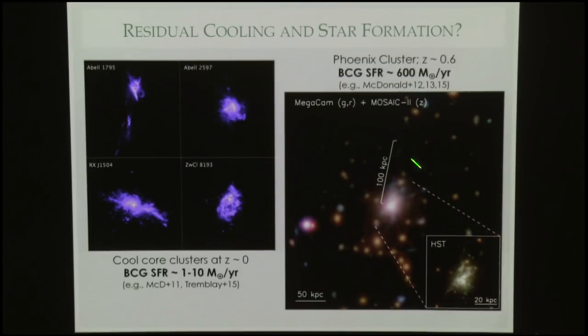This is the Phoenix cluster, which has a roughly 600 to 800 solar mass per year starburst at the center, compared to of order 1 to 10 solar mass per year for these guys. So massive, massive starburst at the center of this cluster. Here's the HST image. These are at redshift 0, and this is at redshift 0.6. So if you draw a line between those two things, you might say, well, at redshift 1, maybe everything's a runaway cooling flow, and wouldn't that be neat? So I gave this talk a bunch of times, and people said, well, what happens at redshift 1? So I thought I better stop and figure that out.